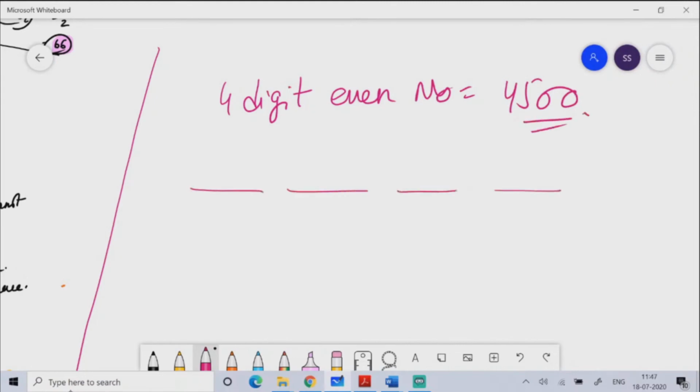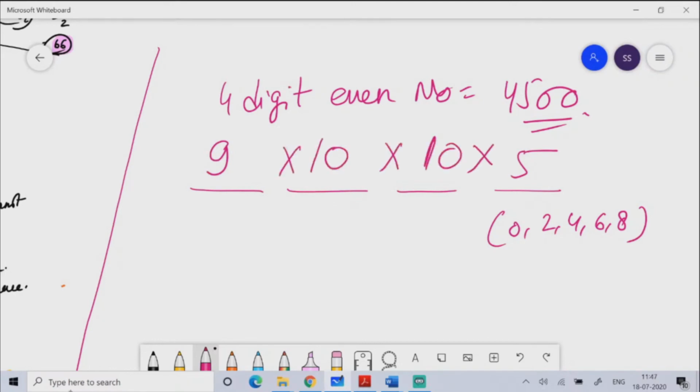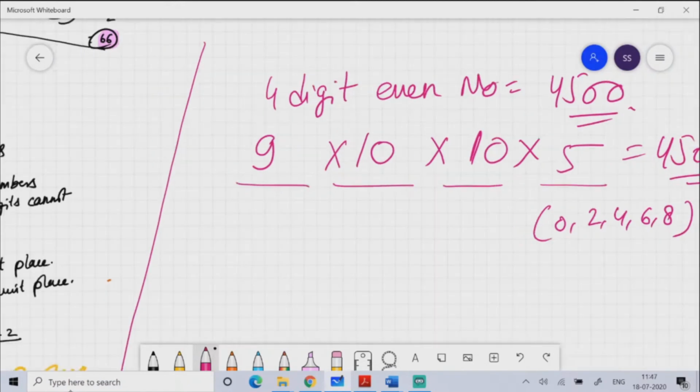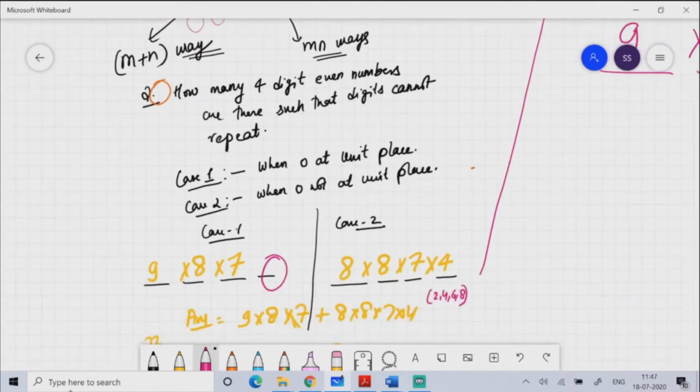Draw 4 lines. An even number is a number that ends with 0, 2, 4, 6 and 8, so 5 digits can come here. Here how many digits can come? 9 can come, 0 cannot come. Here how many can come? 10, all the 10 digits. Here how many can come? 10. And you'll tell the answer 4500, because the digits can repeat. But the problem starts happening when I tell you the digits cannot repeat.